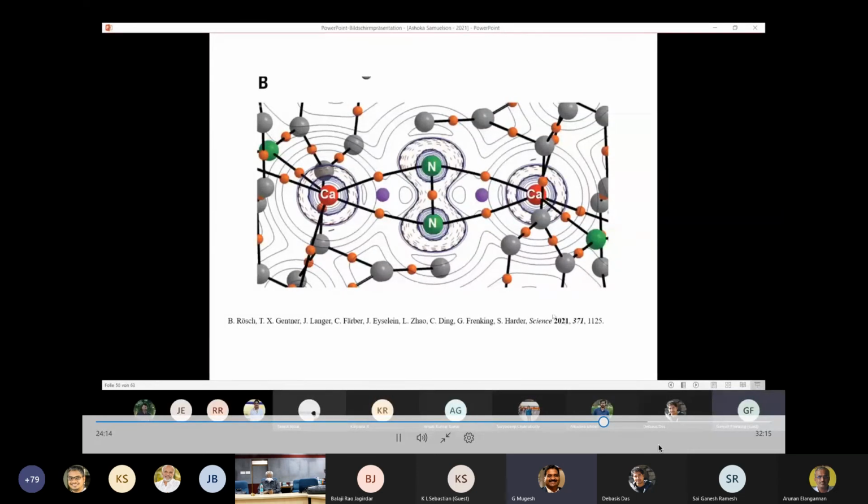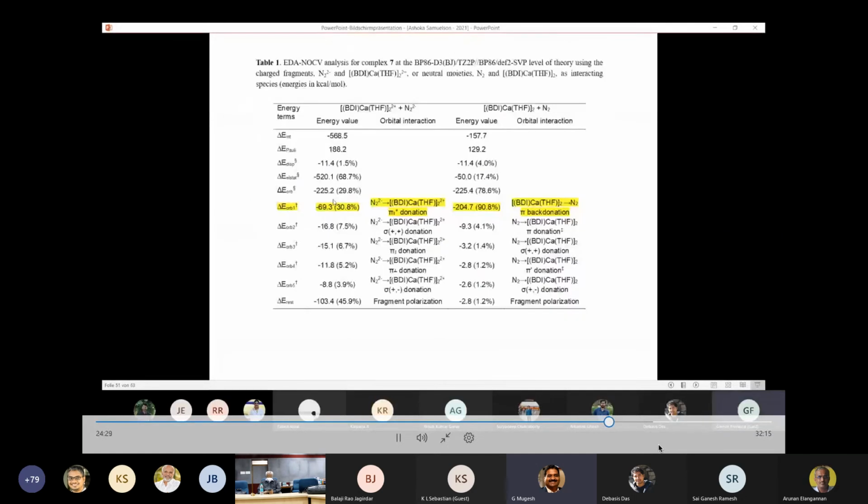And you see immediately that there is a nice bonding interaction between the N2 and a cyclic structure. But what are the orbitals of the calcium which are involved? You cannot get it from the bonding analysis, but you can get it from the EDA-NOCV. And you can see we ran the calculation with two types of fragments, which you can do. You either look at the interaction of a double cation with a double anion or a neutral species.